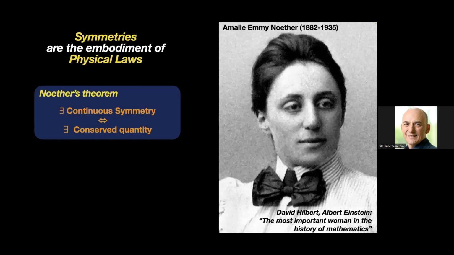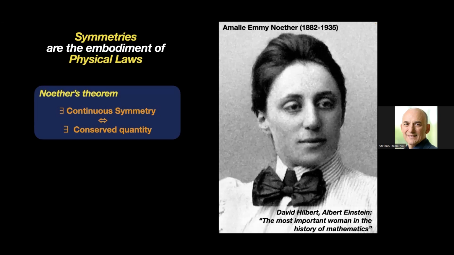And Noether's theorem says, which is one of the things she did, which is very, very fundamental for physics. She basically says, I'm simplifying things here, that if there exists a continuous symmetry, then there must be a conserved quantity. That's basically, and the other way around. That's basically what Noether's theorem says.